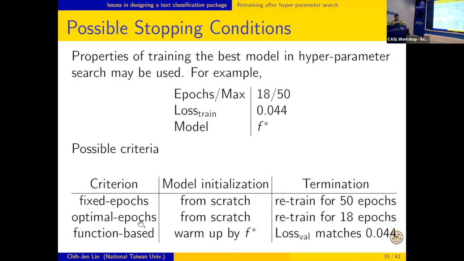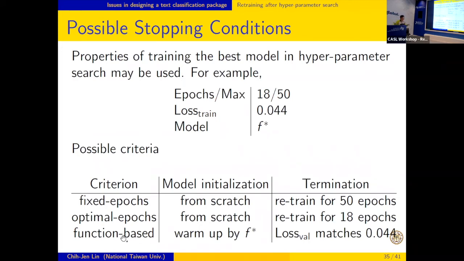Then the second one is to say, while training the best model in the search procedure, I used 18 iterations. So why not also train the same number of iterations? For this approach, I call it optimal epochs. Then I just put all data together and train 18 iterations. This idea is also simple and it seems to be reasonable.